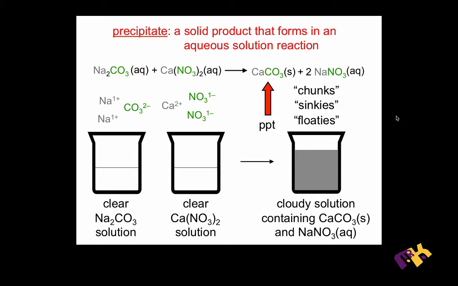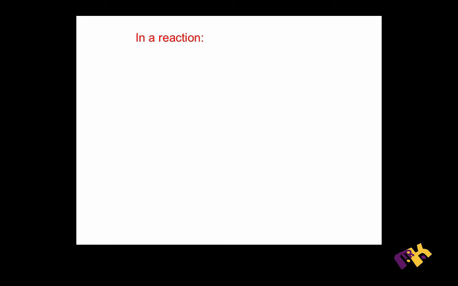So what we could do is filter this, because now we have a solid. With the proper filter size, we could run this through the filter. The calcium carbonate would be trapped in the filter. The water with the dissolved sodium nitrate would be found in the beaker below.